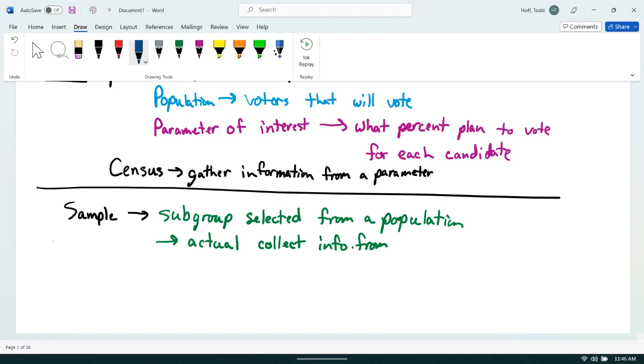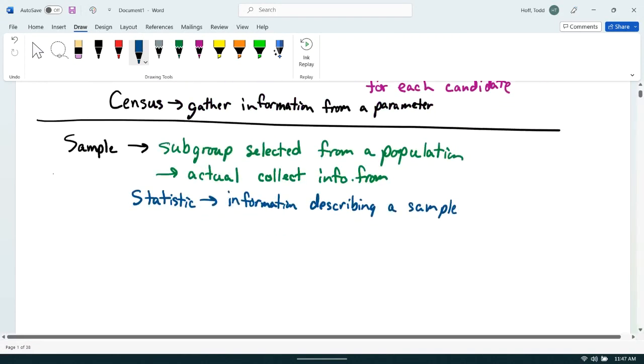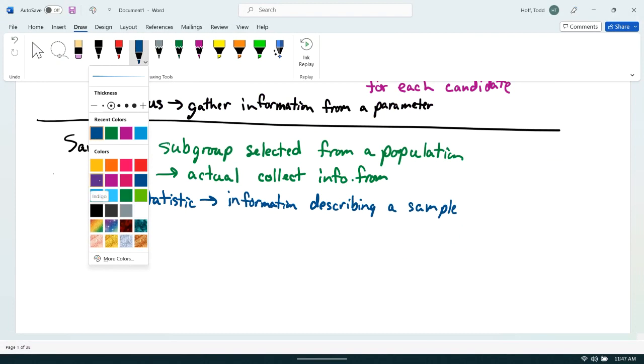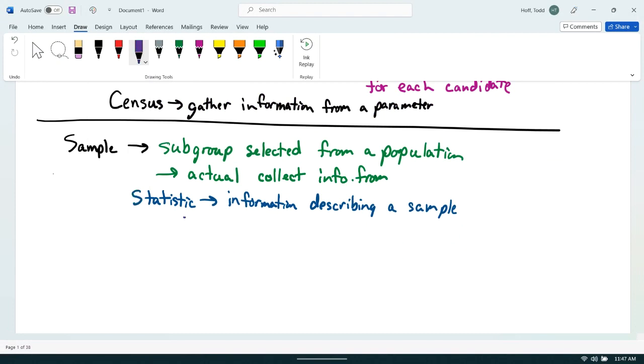But now, if we're describing a sample, the word statistic, the name of this unit, a statistic is a piece of information or just information describing a sample. So a parameter describes a population, a statistic describes a sample. Since we're gathering the information from a sample, most information that we gather will be statistics. And of course, just like we have a parameter of interest, we have a statistic of interest.